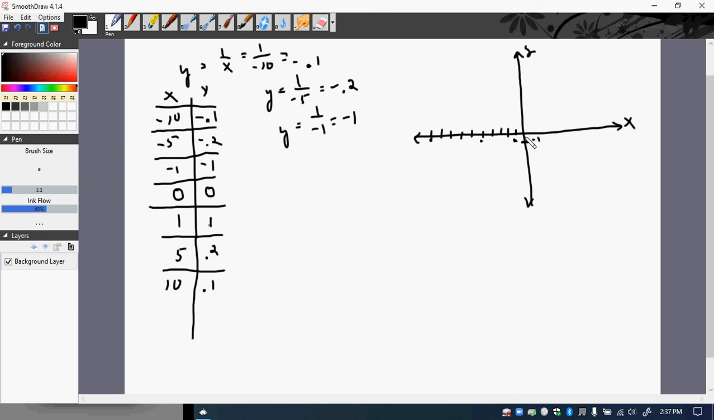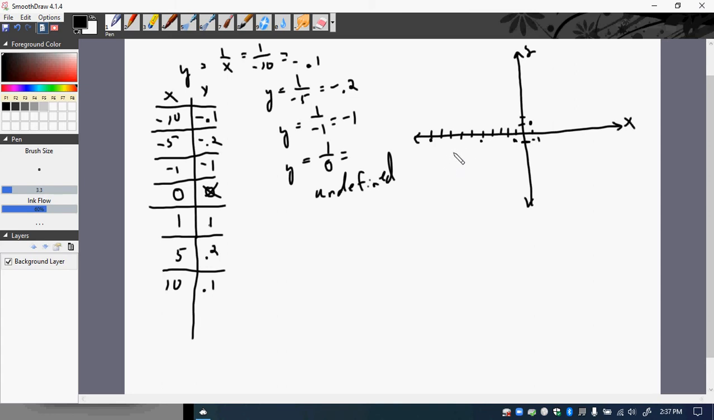So we go to the next one, which is 0, 0. No, this is not 0, 0, because y equal to 1 over 0 is undefined. So it's undefined, so cannot plot this point. Then we have 1, 1. Okay, so here's 1, 1. So something like over 1, up 1.